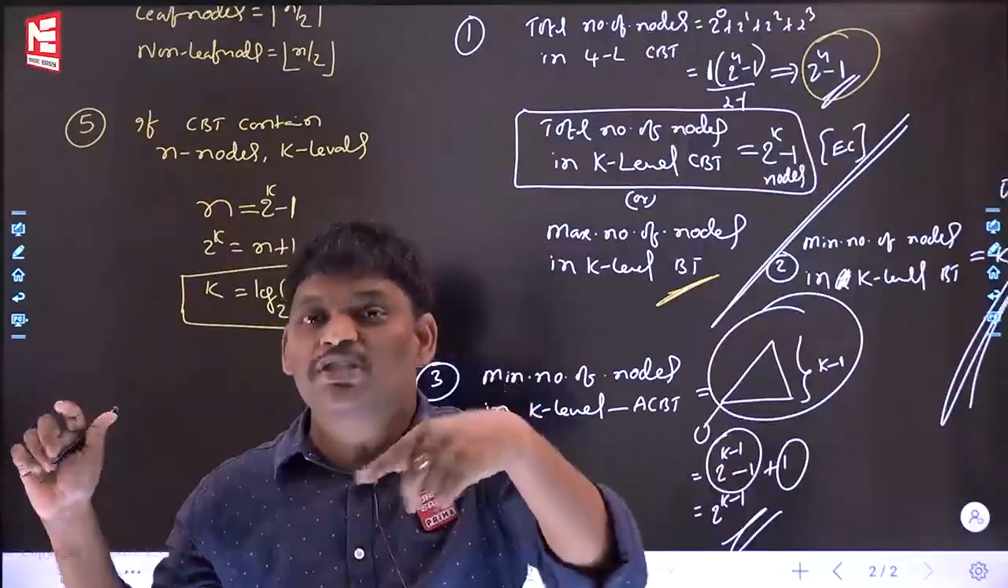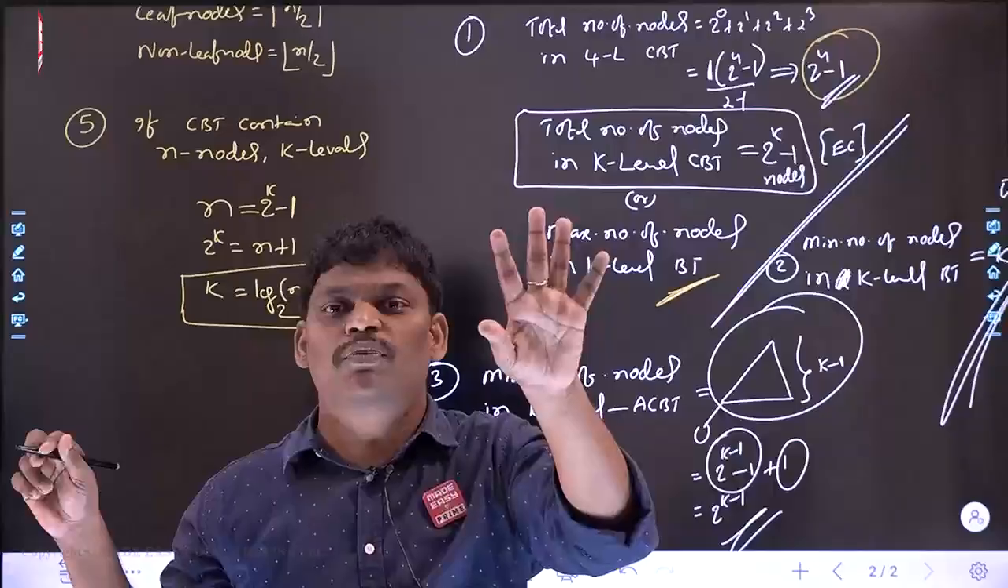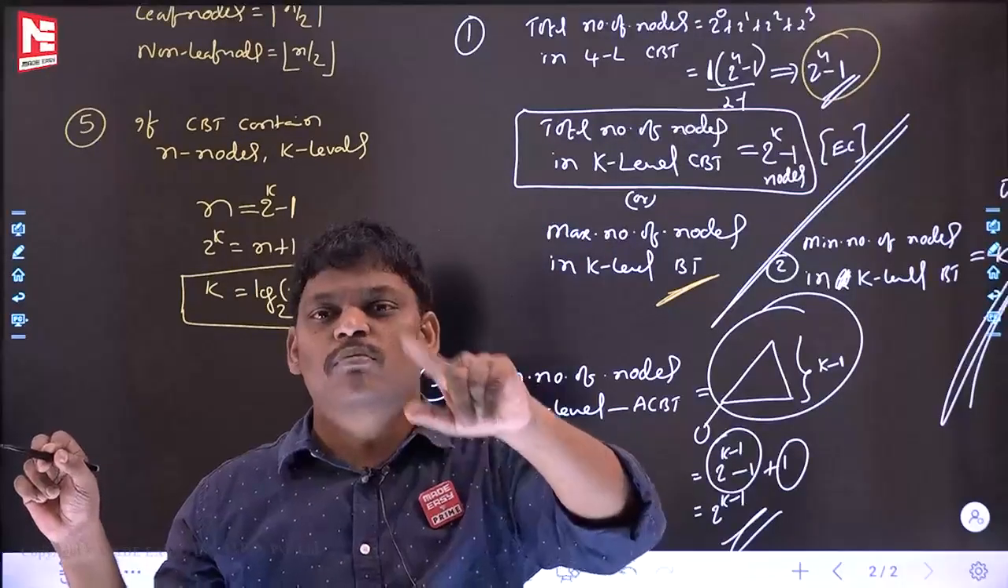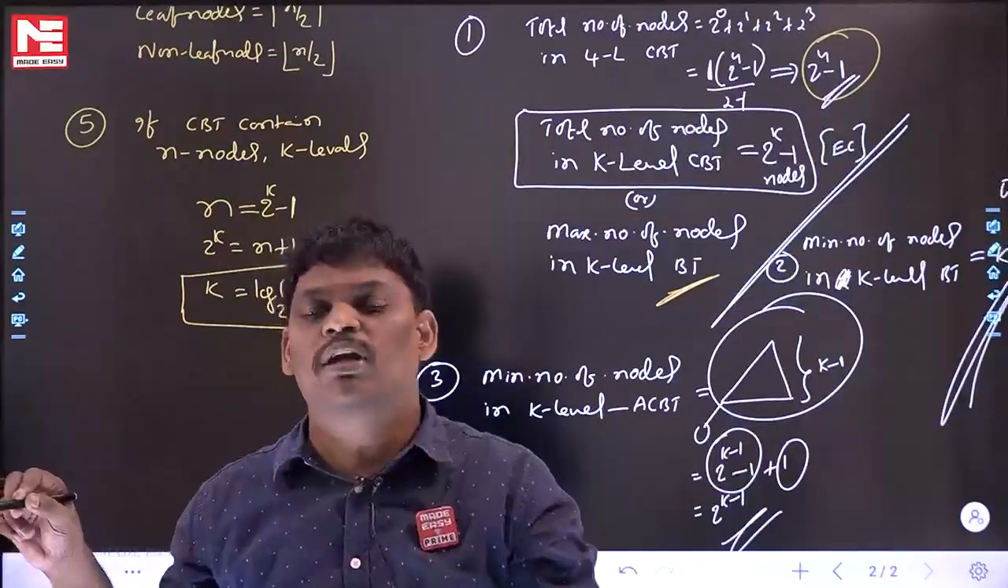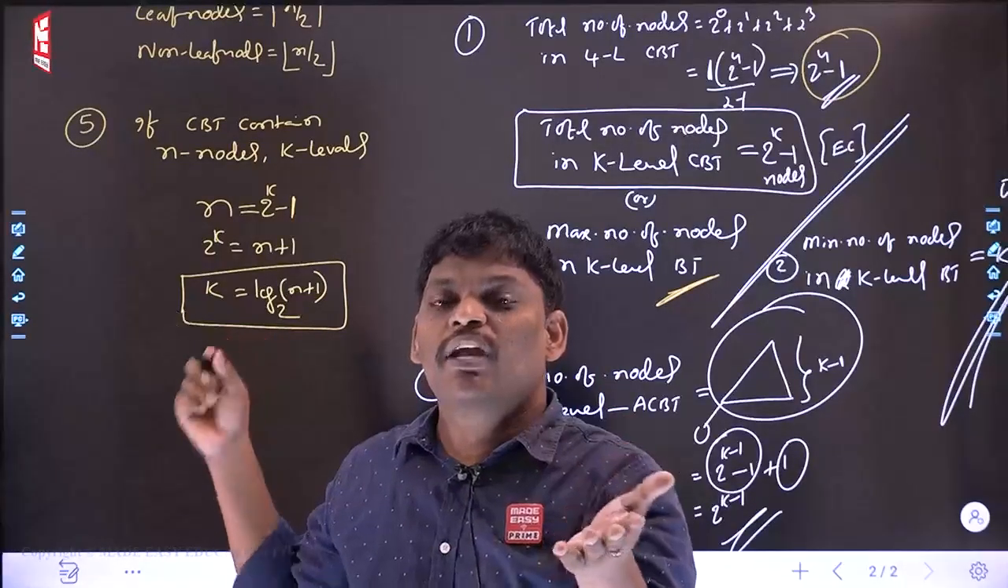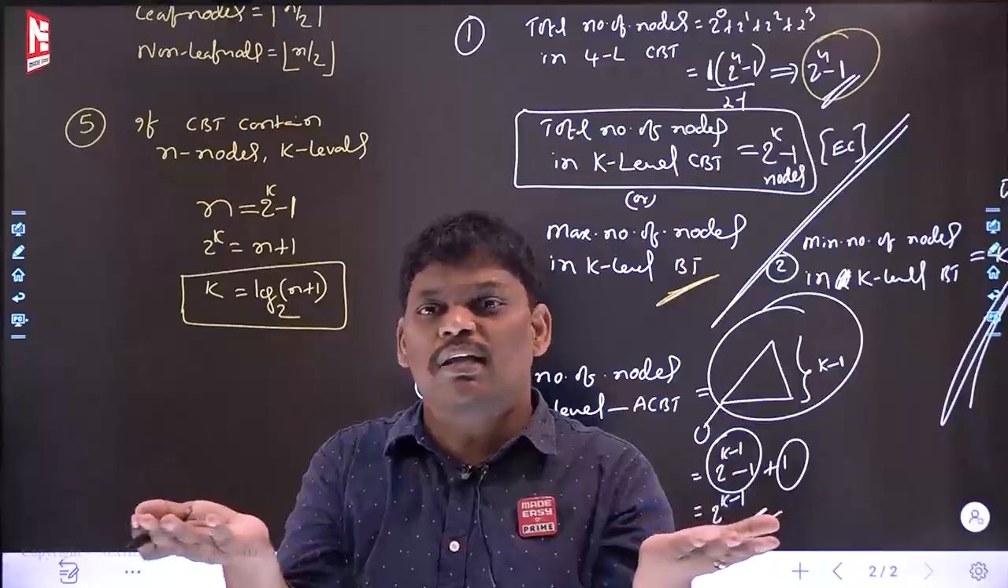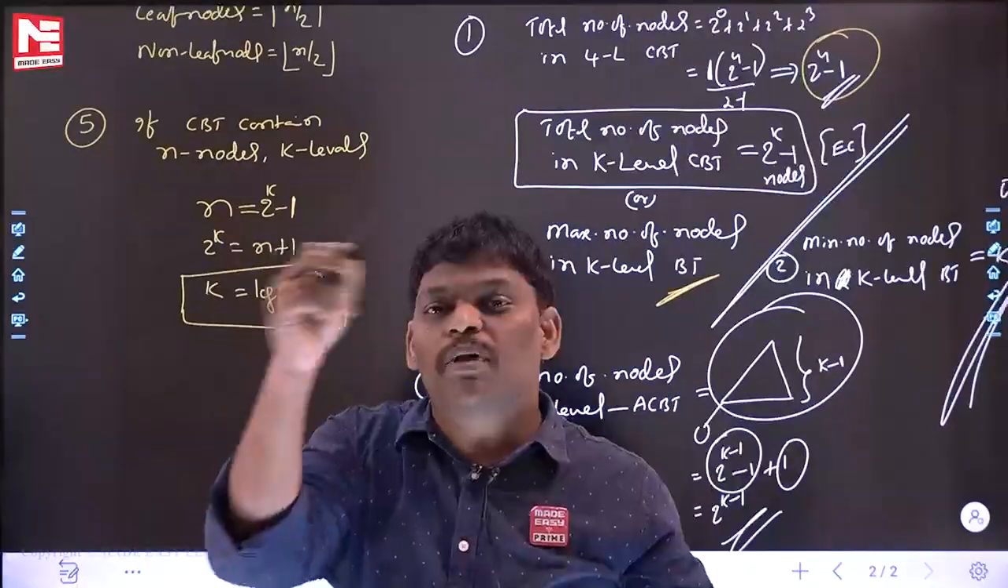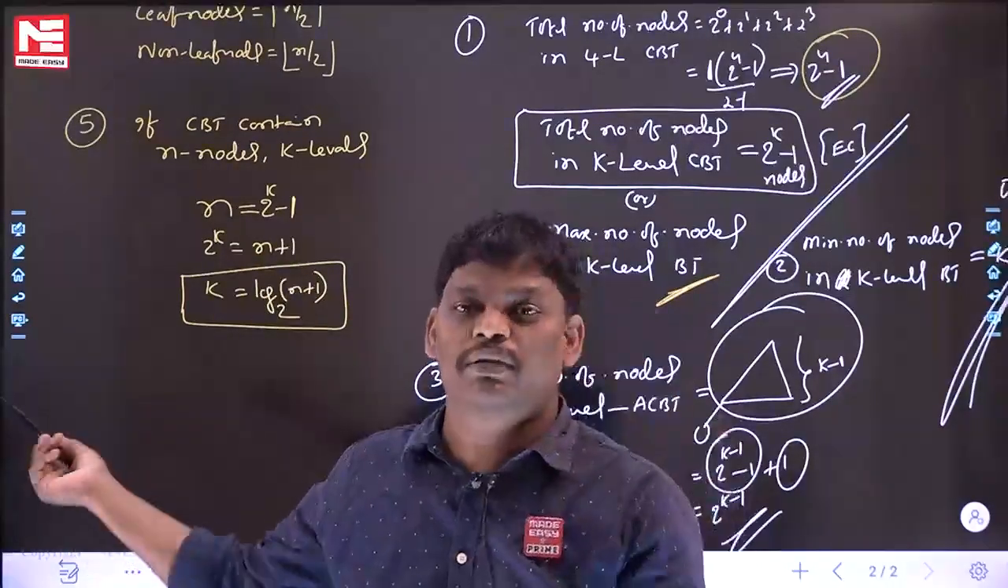Next one, can you help with an interesting answer? With 15 nodes, what is the minimum number of levels? How many levels? 15 nodes, minimum levels in the binary tree. When you want the minimum levels with 15 nodes, keep the maximum nodes at every level, which is nothing but a complete binary tree.